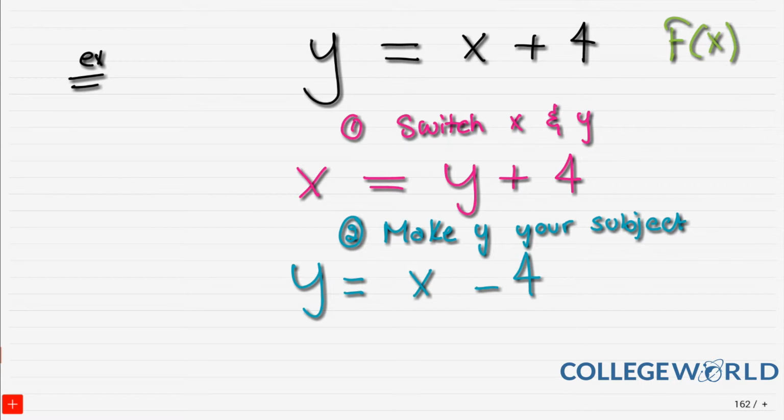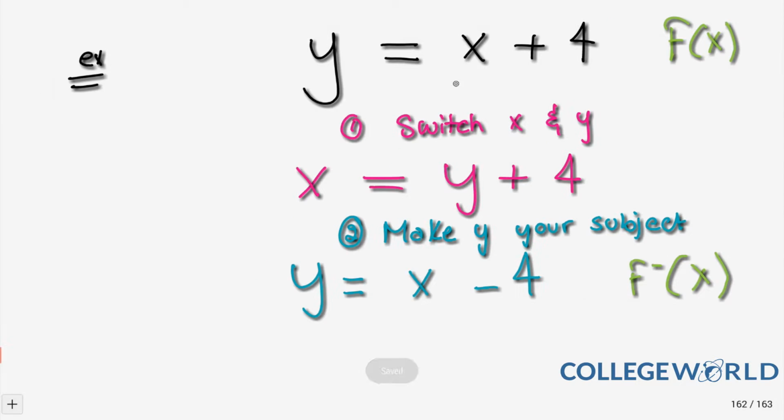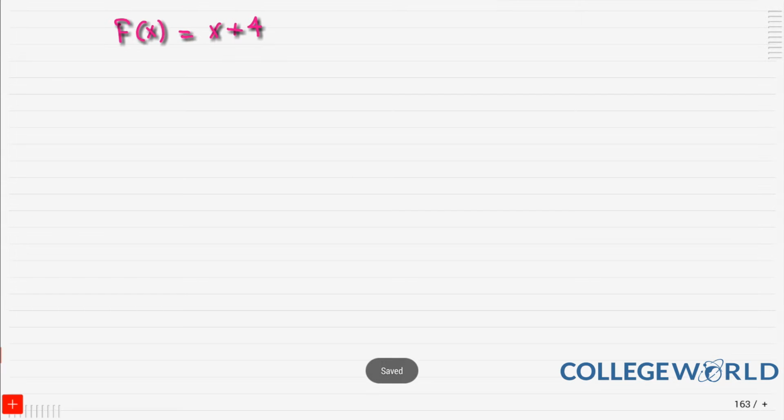Now let me sketch both of these. As we said, let's call them f of x and g of x. We said that y equals x plus 4. That's how we started it here. And then that changed to x minus 4. So our g of x, let's put it in blue, is equal to x minus 4. Now let us sketch these.